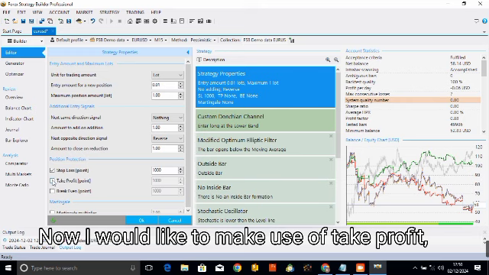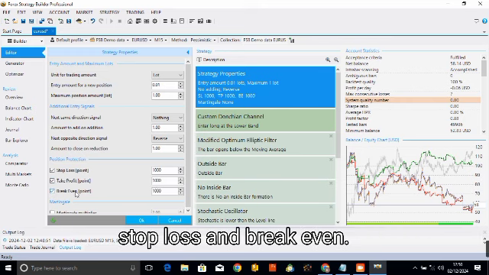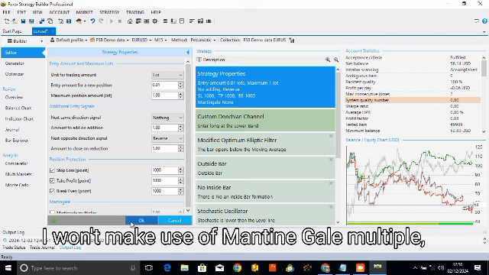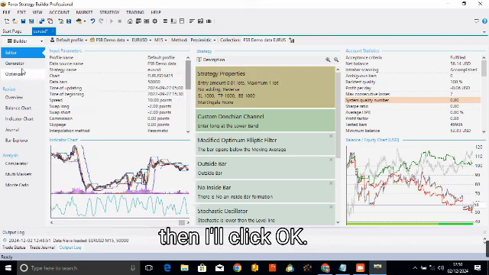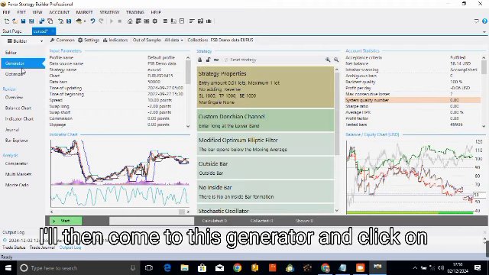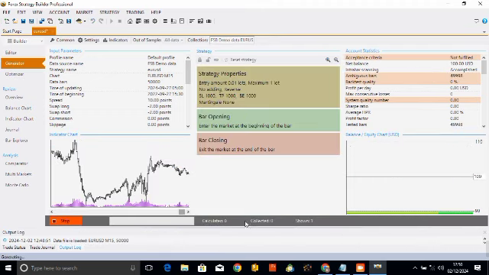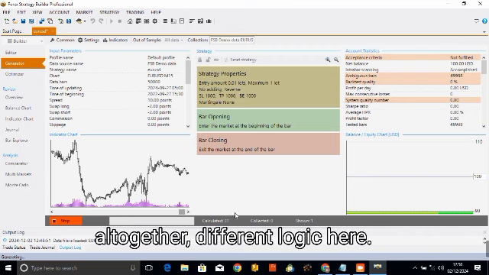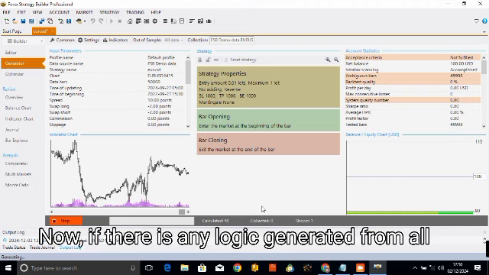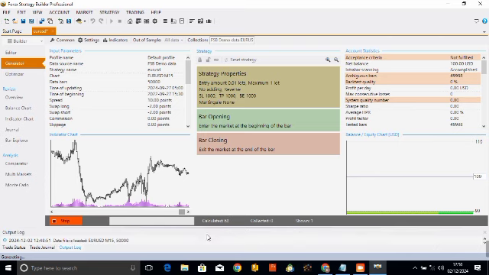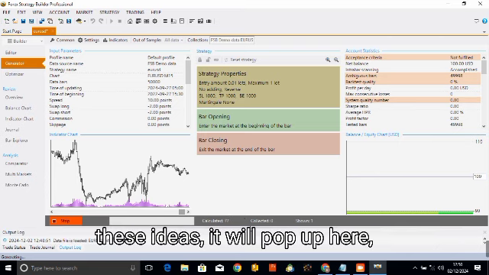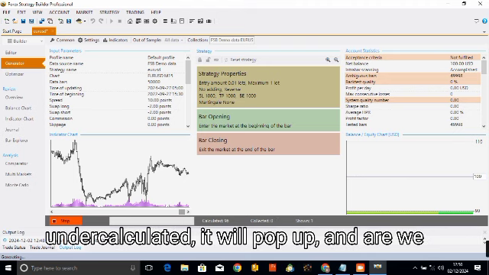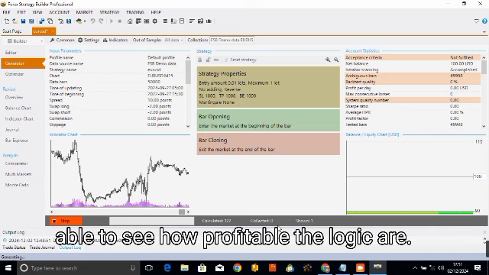Now, I would like to make use of take profit, stop loss, and break even. I won't make use of martingale multiple. Then I'll click OK. I'll then come to this generator and click on generate. Then it will be calculating different logic altogether. Now, if there is any logic generated from all these ideas, it will pop up here under calculated, and I'll be able to see how profitable the logic are.